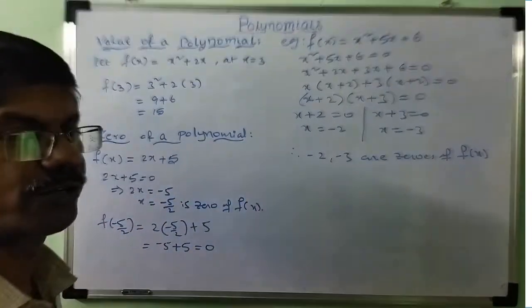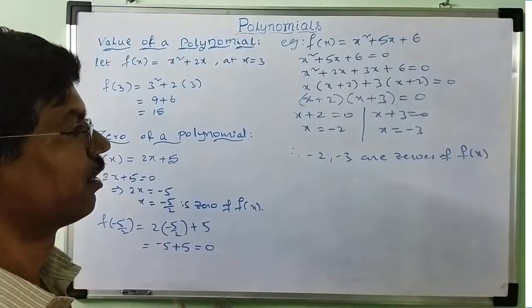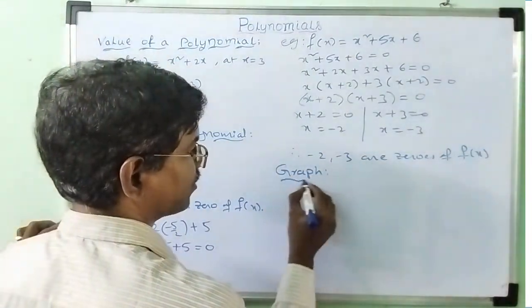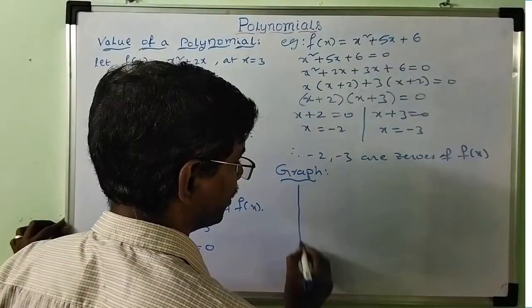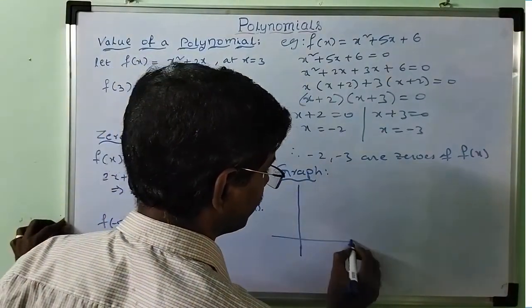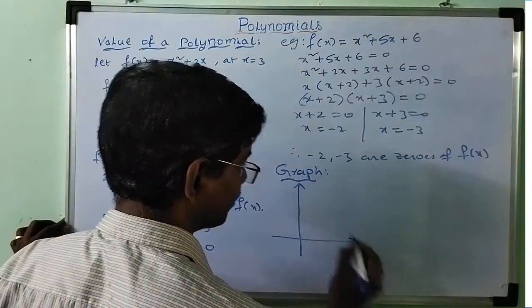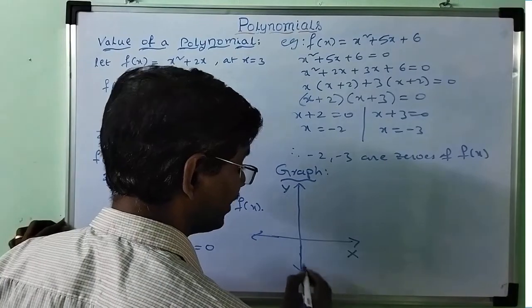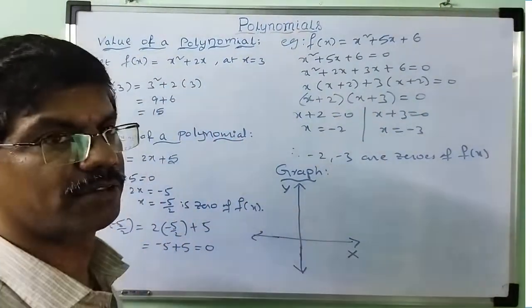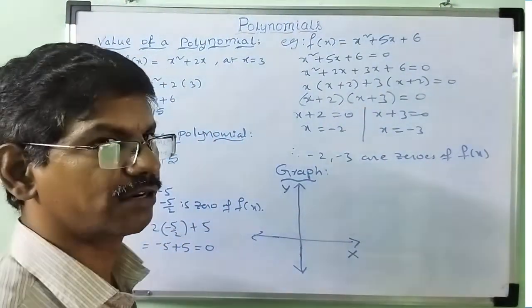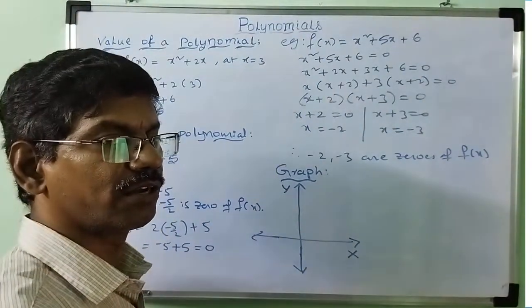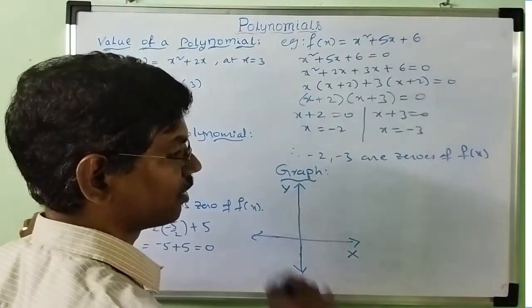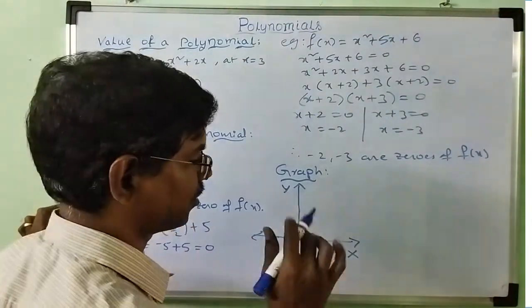Now how to find zeros if there is a graph? It depends on the graph: the graphical method. If there is a graph, it will have an x-axis and a y-axis. This is the y-axis and this is the x-axis. If the graph is intersecting the x-axis, only then will it contain zeros; otherwise it does not contain zeros. No need to check whether the graph is intersecting the y-axis or not. If the graph is intersecting the x-axis, then it will contain zeros. Otherwise it doesn't contain any zeros.